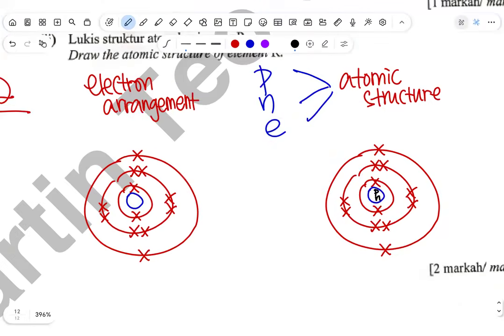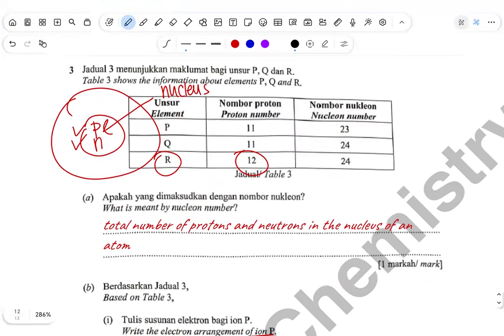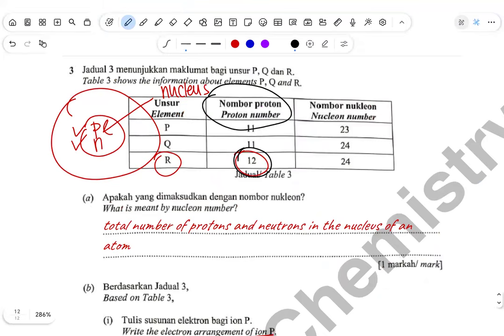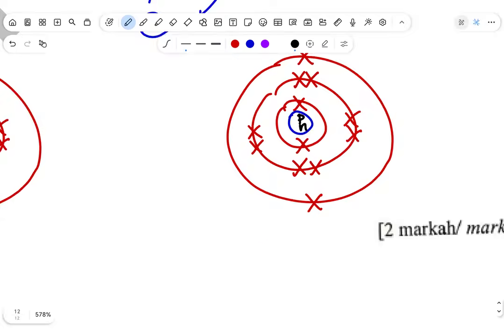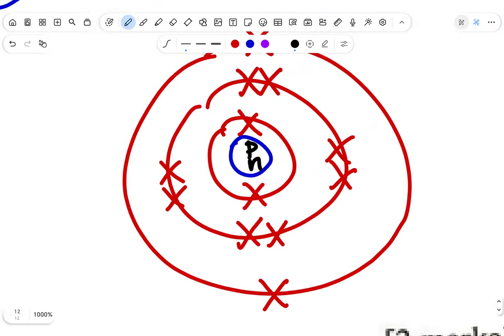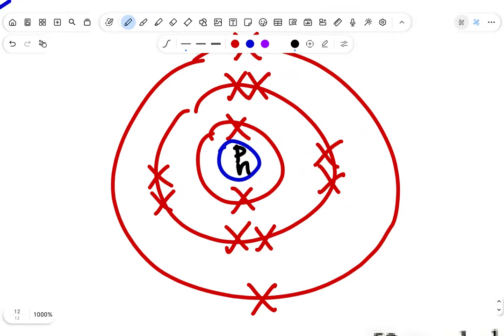How do we know the proton and neutron numbers? Look here. The proton number is 12, so I know R has 12 protons. The nucleon number is 24. We know the nucleon number is proton plus neutron, right? It is 24. So when the protons are 12, the neutrons are obviously also 12. So you have 12 protons and 12 neutrons. Here you need to write 12 protons and 12 neutrons in the nucleus.